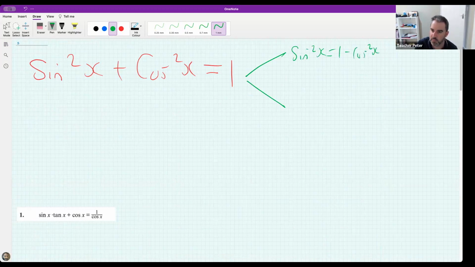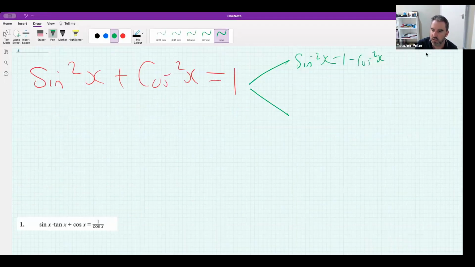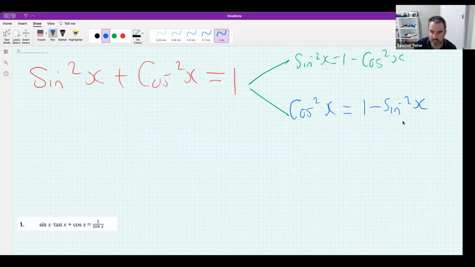Sorry, my handwriting is getting a bit dodgy. So 1 minus, let's rewrite that. 1 minus cos squared x. And then over here, we can write it as cos squared x equals 1 minus sine squared x. So those are two different ways of writing the square identity.